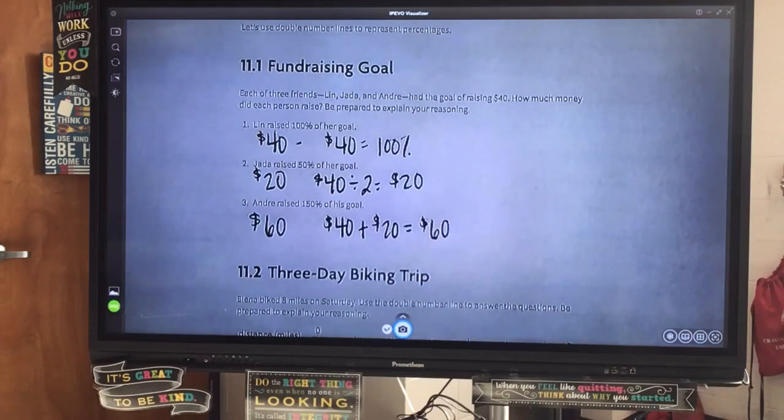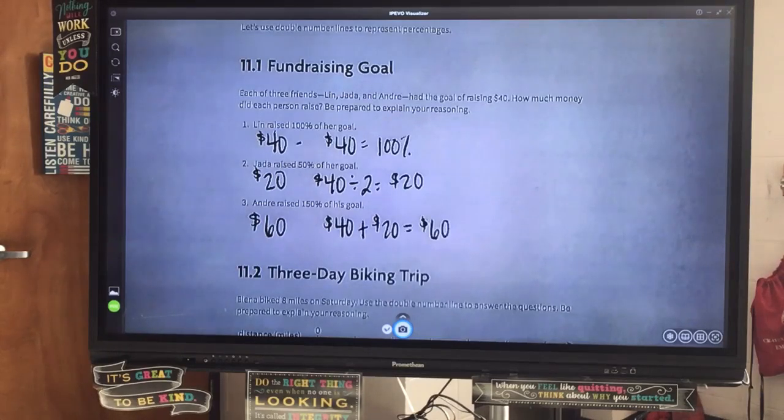All right, did anybody come up with a different strategy for any of these? What'd you come up with, Jonathan? 150, I broke it apart into 150, and I know 100% is 40 and 50% is 20. So I just added it. Okay, all right, sounds good.